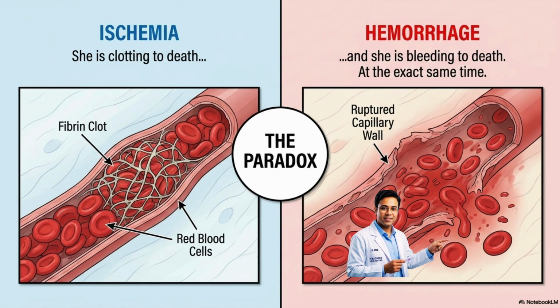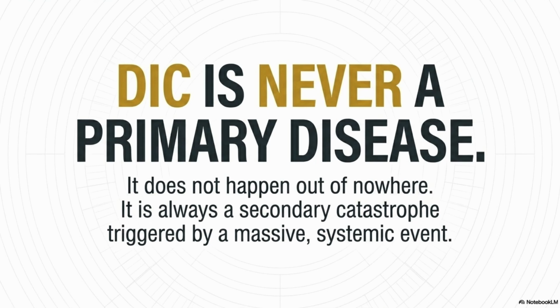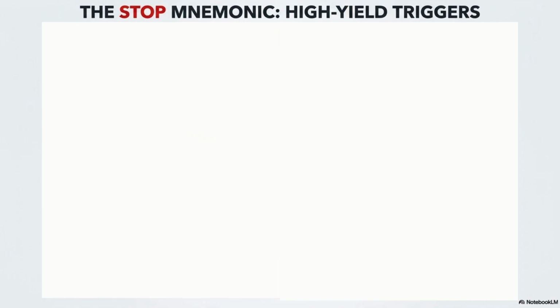To understand how this happens, you must memorize this golden rule. DIC is never a primary disease. It does not just happen out of nowhere. It is always a secondary catastrophe triggered by a massive systemic event. To remember those high-yield triggers for your exams, use the STOP mnemonic.